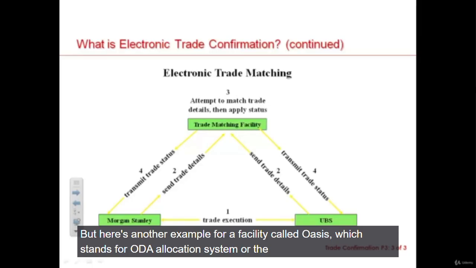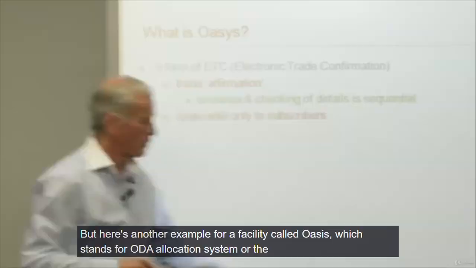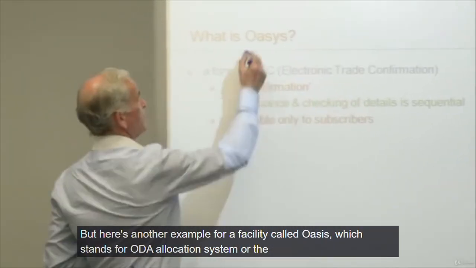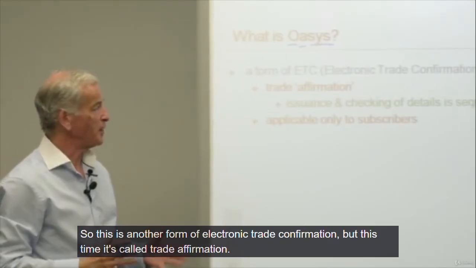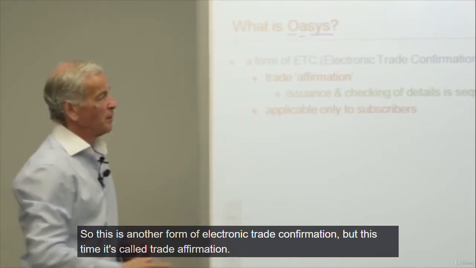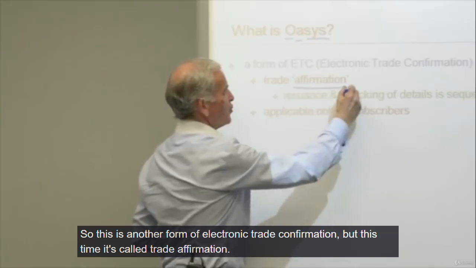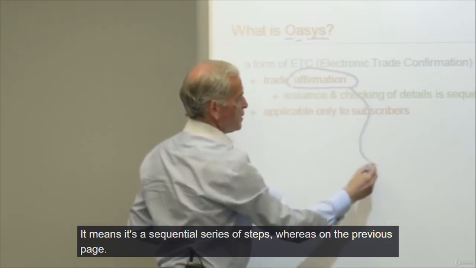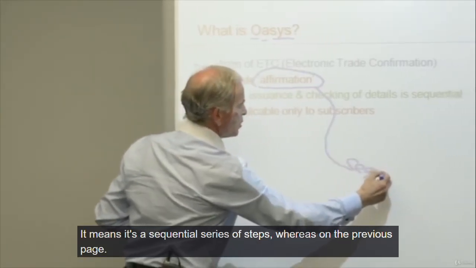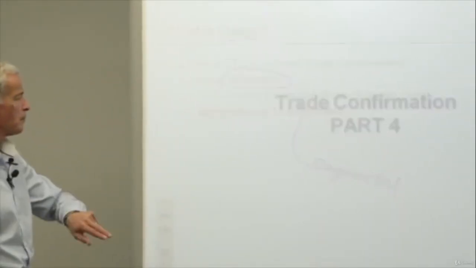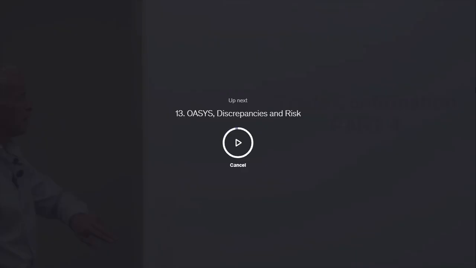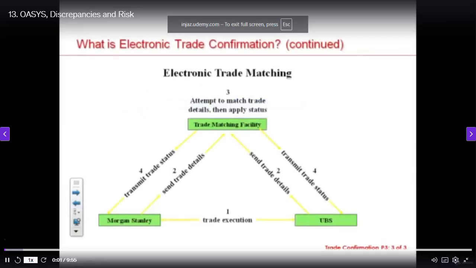But here's another example, through a facility called OASIS, which stands for Order Allocation System. So this is another form of ETC, electronic trade confirmation, but this time it's called trade affirmation. Now what does this mean? It means it's a sequential series of steps, whereas on the previous page that was not sequential.